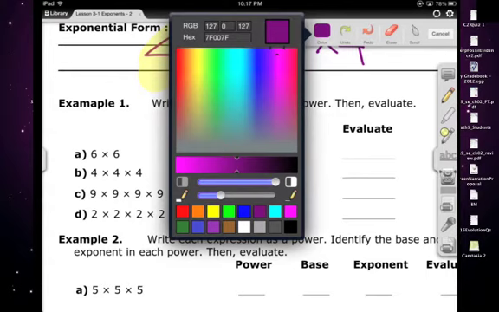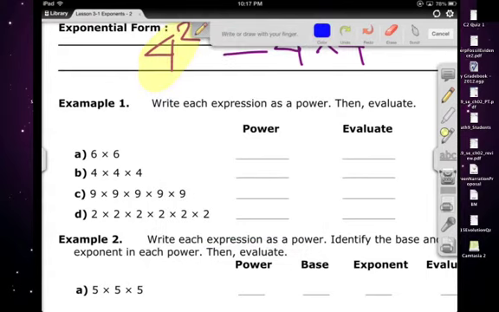Switch up colors here. Let's go with a blue. So the power is how many times something's being multiplied by itself. 6 is being multiplied by itself twice, so you say the power is 2. 4 is being multiplied by itself 3 times. Now be careful, I'm not saying 4 times 3, I'm saying 4 to the third power: 4 times 4 times 4. This is 9 to the 5th power, and this is 2 to the 6th power. By evaluate, that's a fancy word which means just tell me what the answer is.